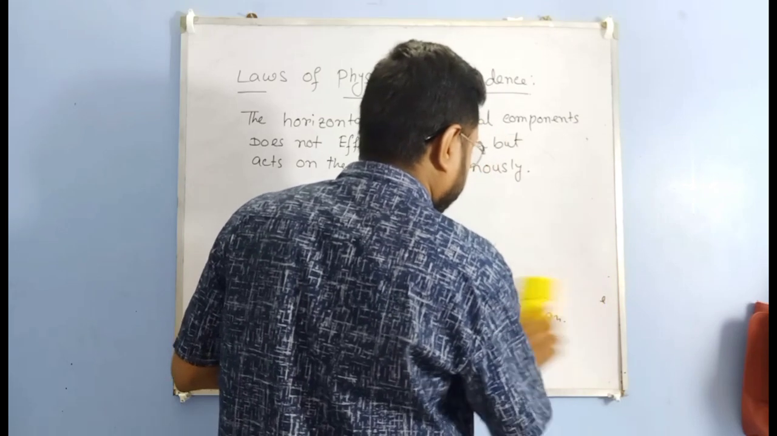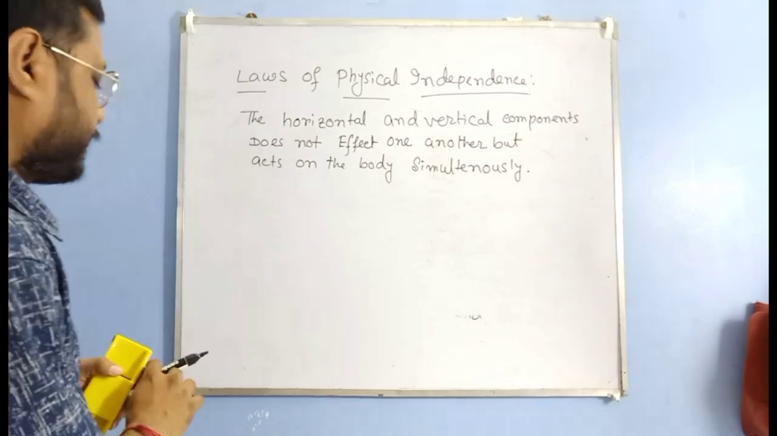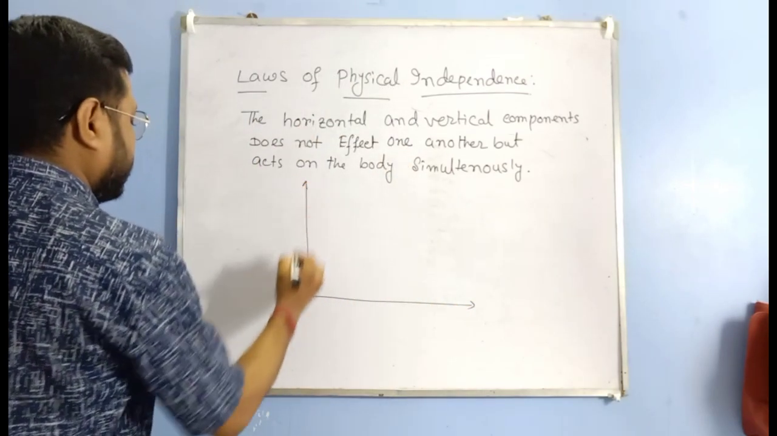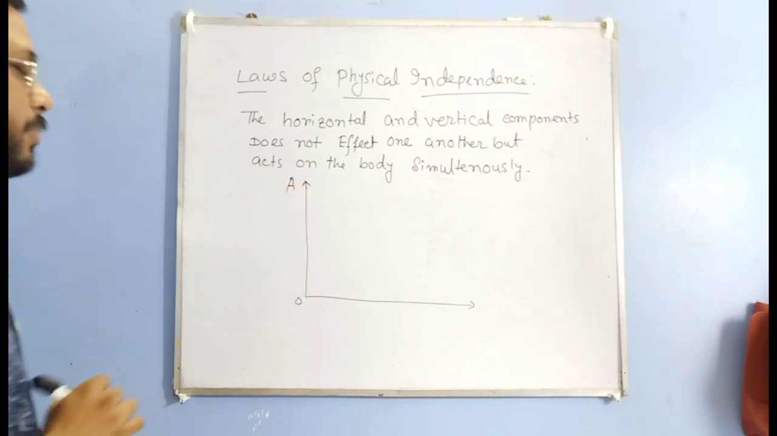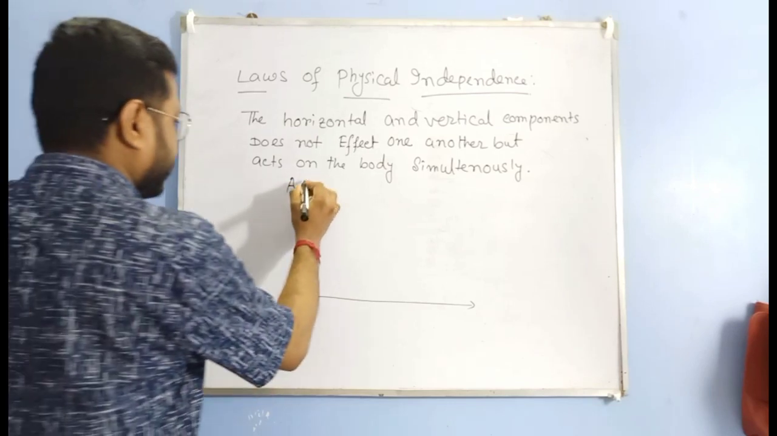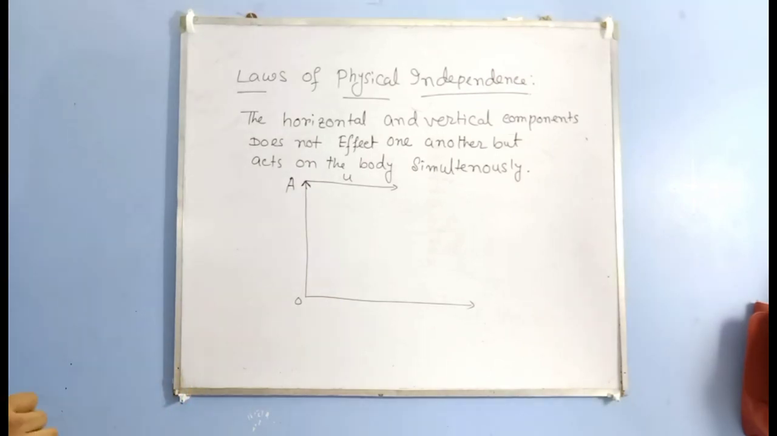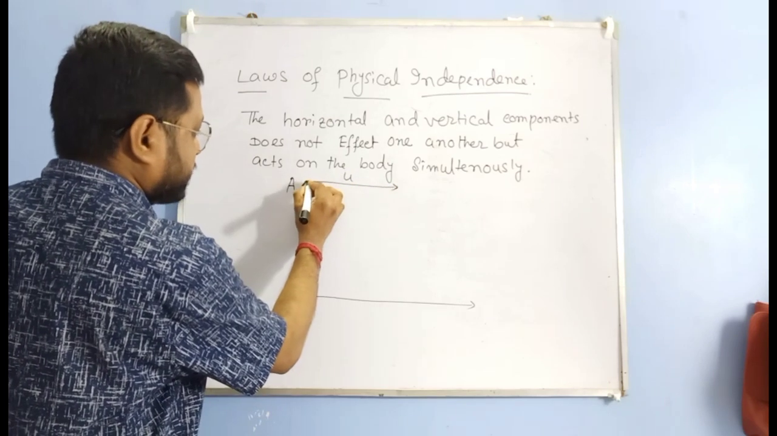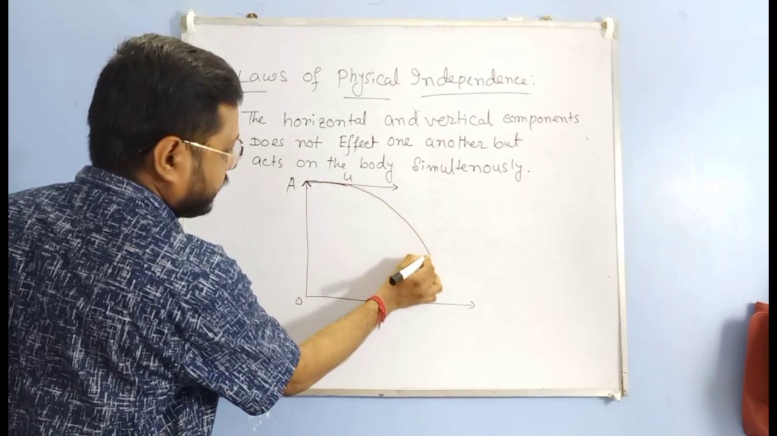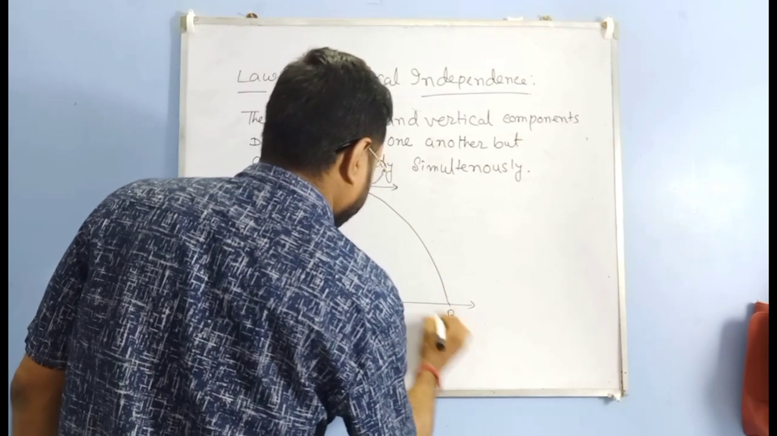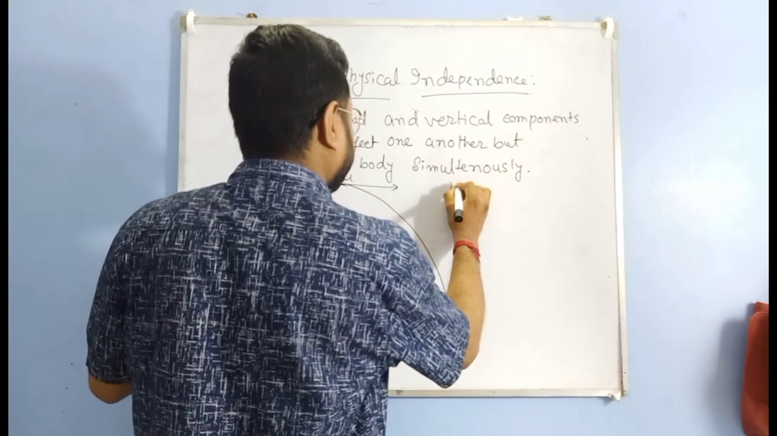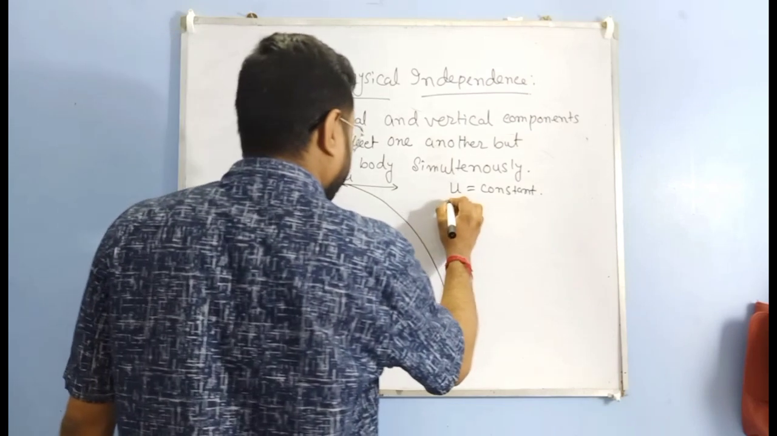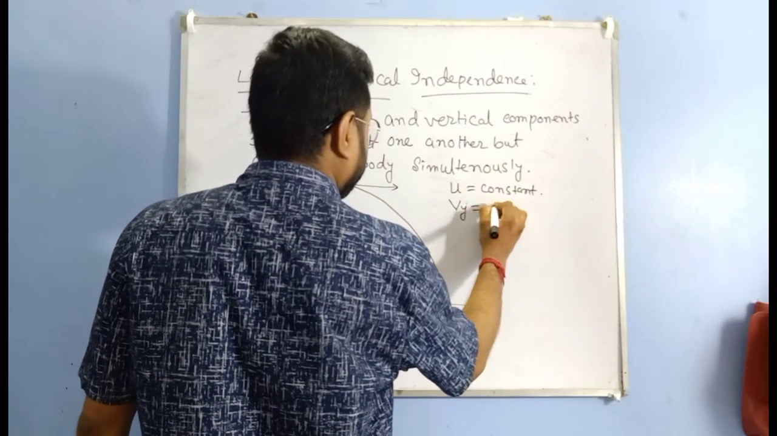Now, we go with the physical independence behavior of projectile motion. Suppose a particle is thrown from point A in the horizontal direction with an initial speed u. Then, due to acceleration of gravity, it does not go along the horizontal direction. It must bend due to acceleration of gravity and trace this path. This point is called point B. Here we assume that the horizontal velocity u is constant throughout the projectile motion and the vertical component Vy equals 0 initially.